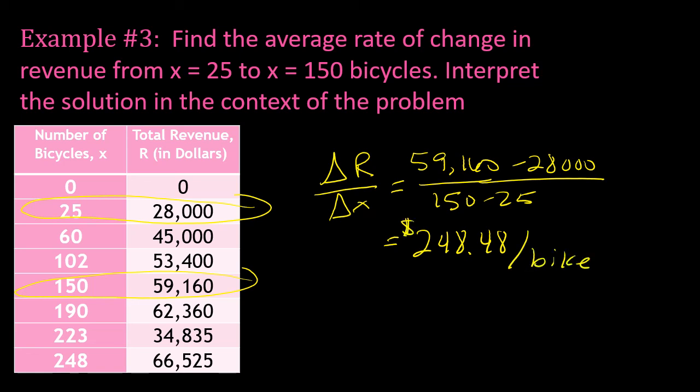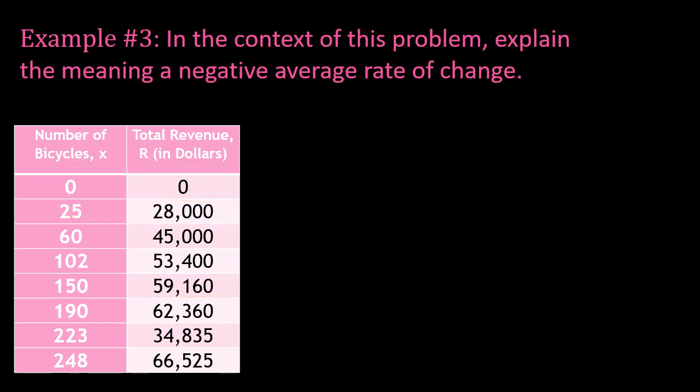Basically, I got dollars per bike because if you look here, your y value is in dollars, and here, this is the number of bicycles. So when you went from selling 25 to 150 bikes, at those 2 moments in time, from point A to point B, you were averaging a revenue of $248.48 per bike.